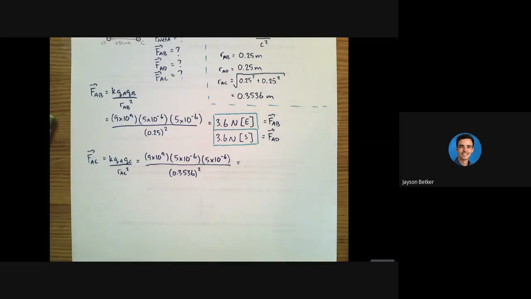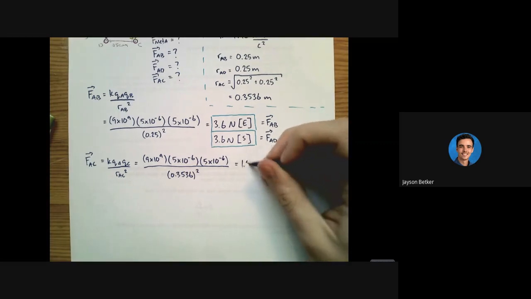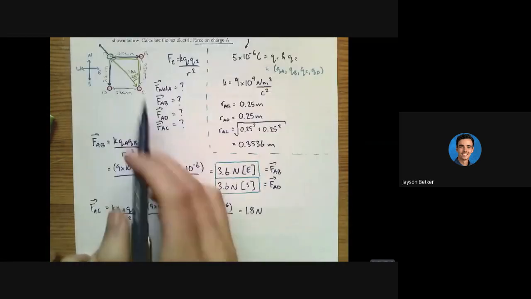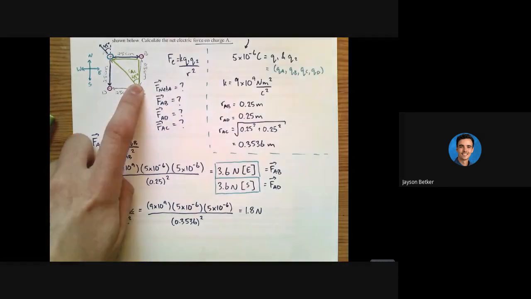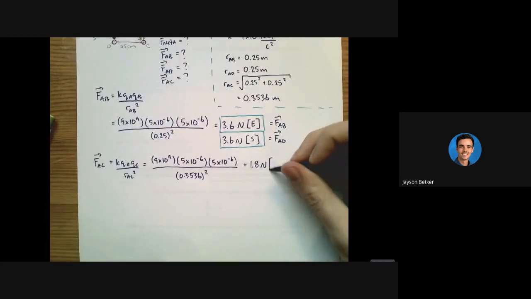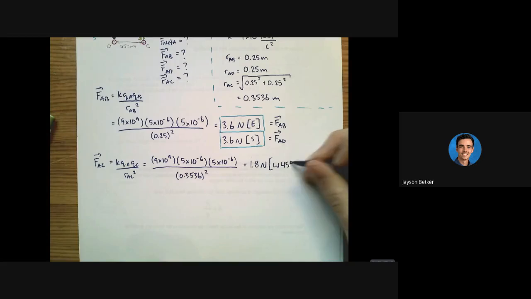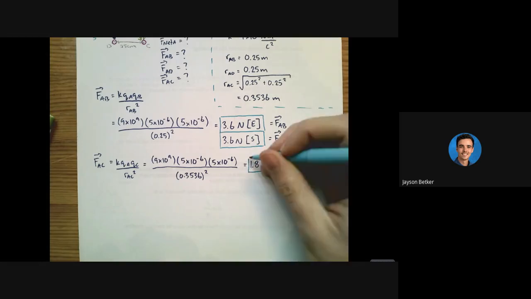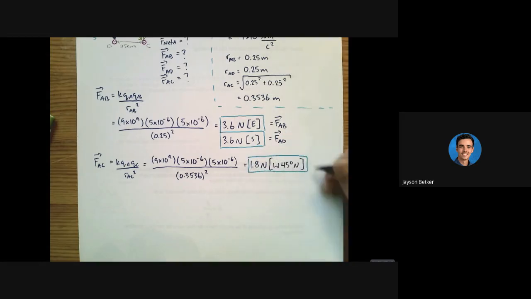And if I plug it all into my calculator, I've already done this beforehand, I should get something that looks like 1.8 newtons. And then my direction, going back up here, remember, it's pushing it away, pushing it up here. So based on this 45 degrees, this is also going to be 45 degrees right here. So pushing it up, it's going to be west 45 degrees north. So that is FAC. Let's put a square around that. And let's just remind ourselves that's FAC.